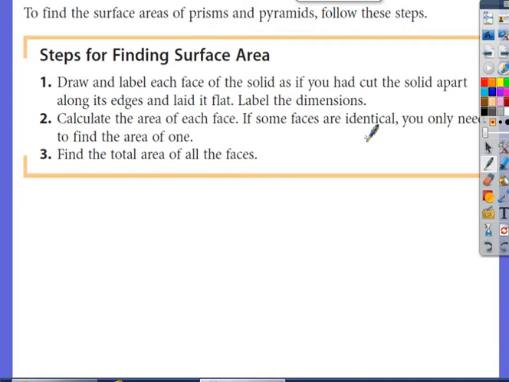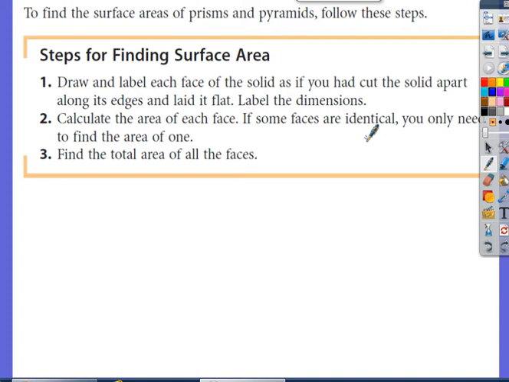Steps for finding surface area. First, draw and label each face of the solid as if you would cut the solid apart along its edges and laid it flat. What that means is all 3D objects can almost fold out. If you fold out the shapes, they're going to form a 2D object laid on the ground. And I will show you this in class. If you can label each side, that's going to be huge.